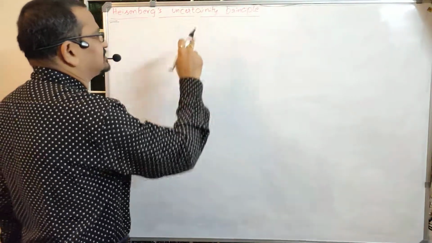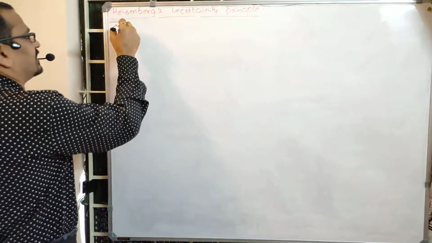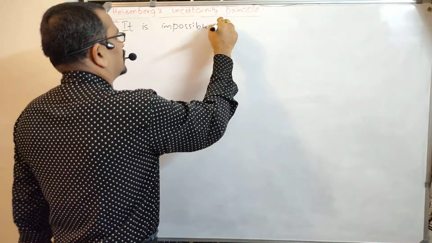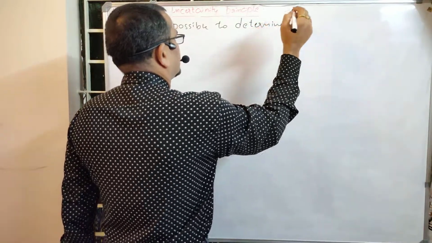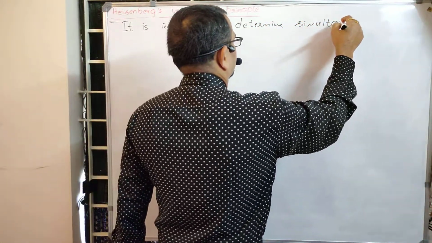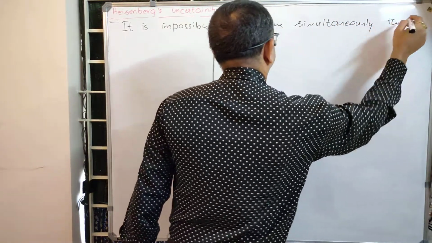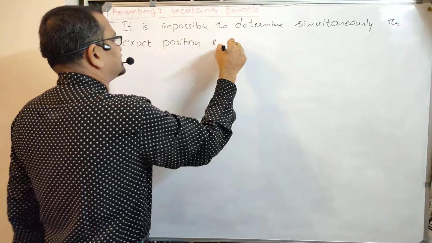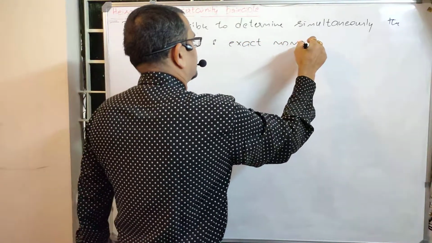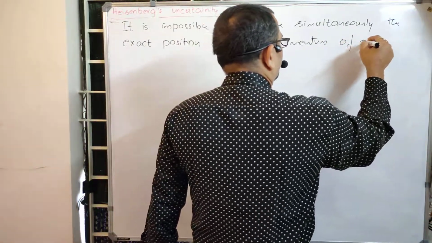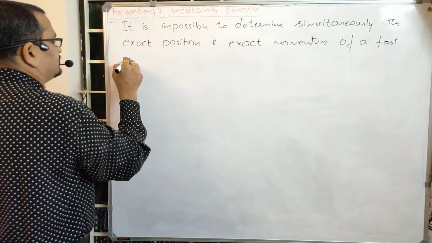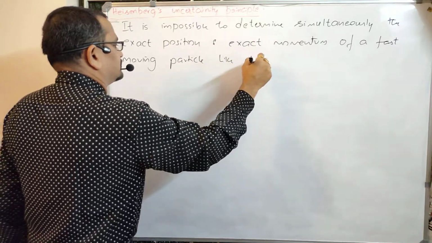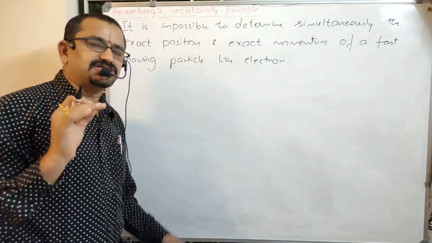Now our topic is Heisenberg's uncertainty principle, according to which it is impossible to determine simultaneously the exact position and exact momentum of a fast moving particle like electron. This is applicable for electrons, such microparticles only.